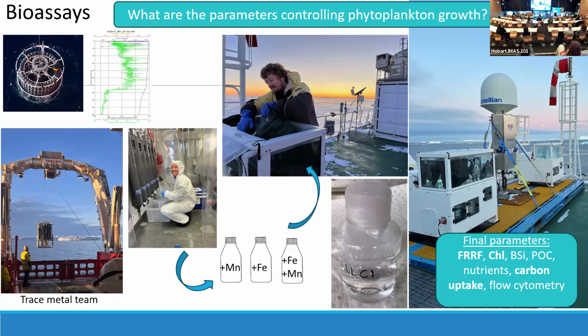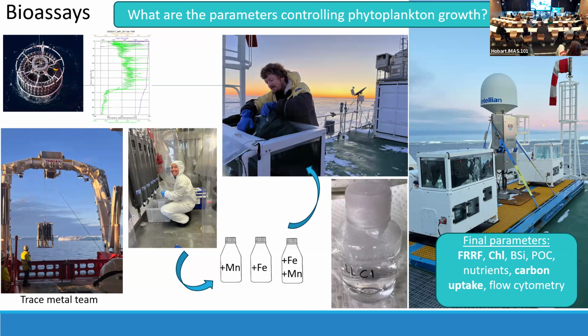And then we collect this trace metal clean water, put it in a polycarbonate bottle like this one, and then change the condition. So for example, I add iron or manganese or a combination, or you do nothing if you want a control. And then we incubate this natural community under the changing conditions in these deck-board incubators there.